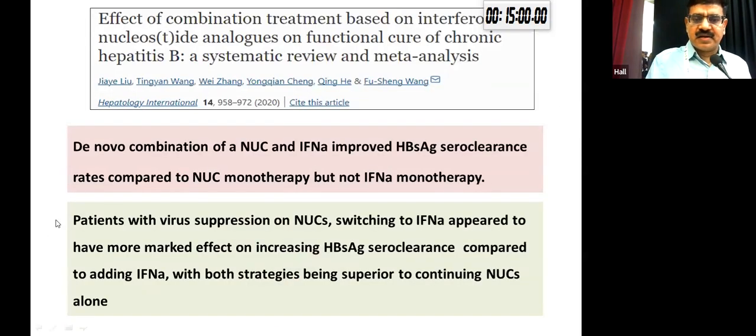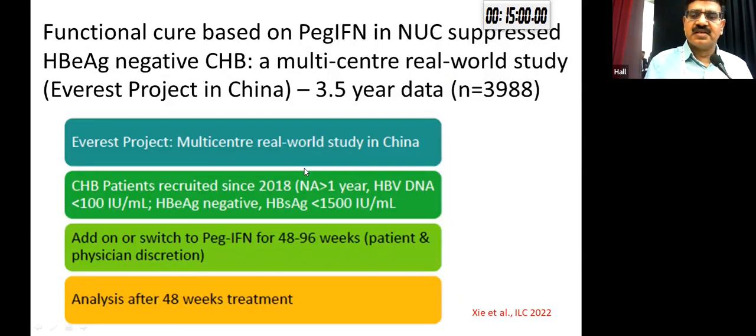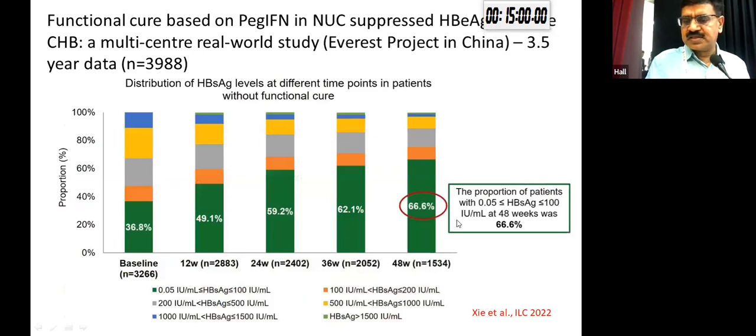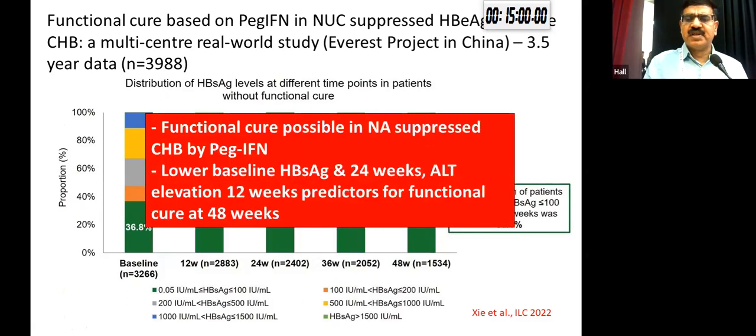Okay, so this is a meta-analysis, a systematic review, saying the same thing which I told you just now. And this is the largest data, a Chinese study, of around 3,000 patients. Add-on or switch to PEG interferon, 48 to 96 weeks follow-up, and analysis was performed after 48 weeks. So 66.6% lost the S antigen in those who had very low DNA level and S antigen level. So functional cure is possible in nuke-suppressed patients by using PEG interferon.